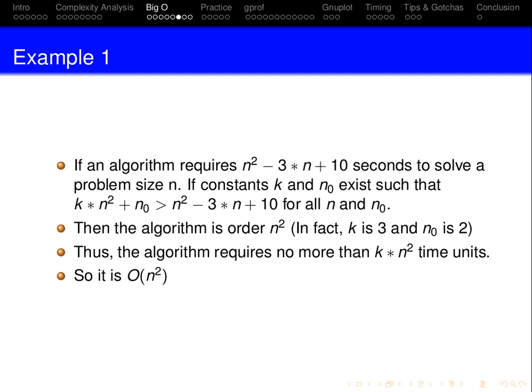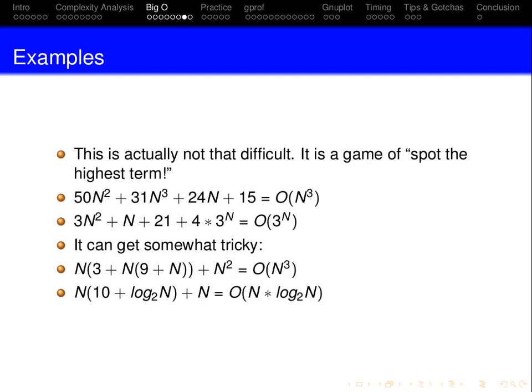You haven't taken discrete math yet, so I'm not going to require this of you, but let's look at it real fast. If an algorithm requires n squared minus 3n plus 10 seconds to solve, if there exists a constant k and n0 such that k times n squared is greater than the actual function for all n greater than n0, then the algorithm is order n squared. In fact, if you plug in k is 3 and n0 is 2, this holds. Thus, it requires no more than k times n squared time units, so we just say it's O of n squared. All right, for those of you who didn't get it, that's okay.